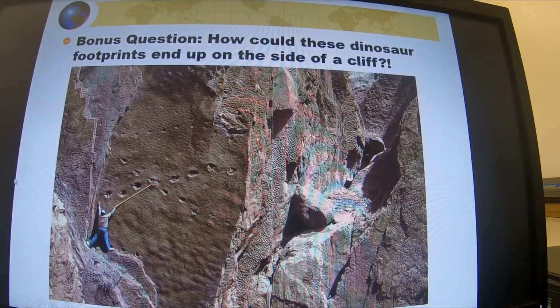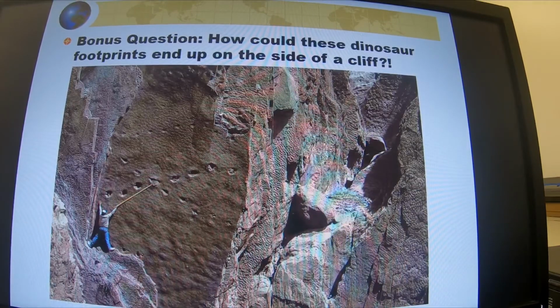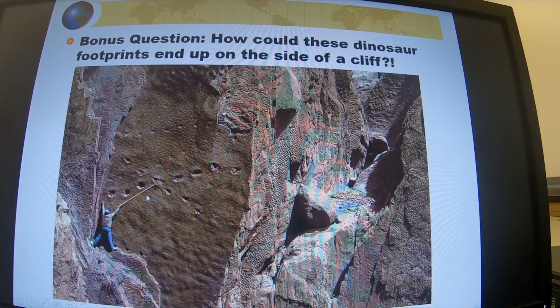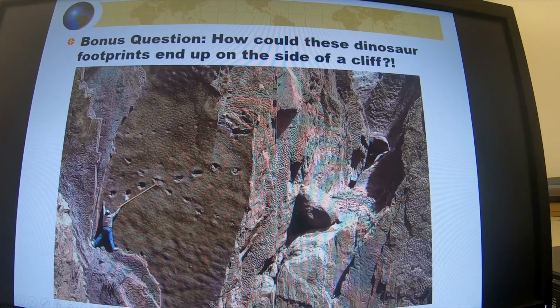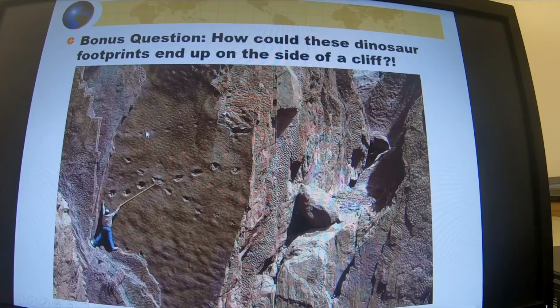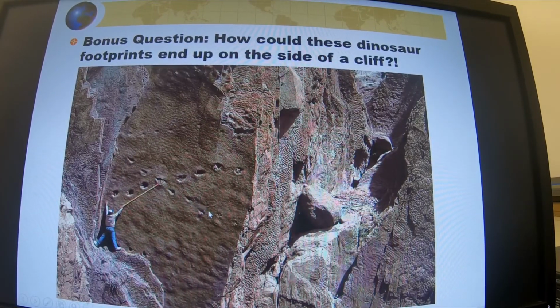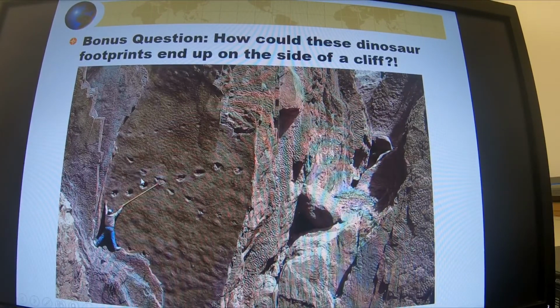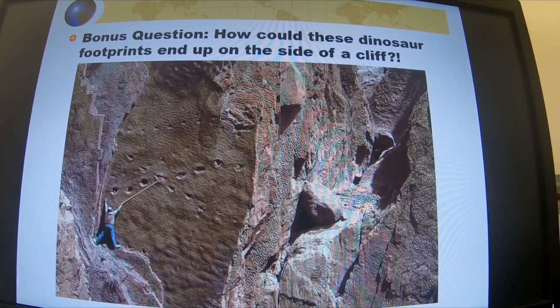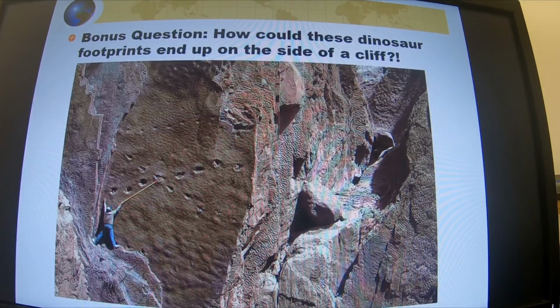Now, as a bonus question, I want you to think about this for a second. This is a side of a cliff. I don't know if you can see, but there's actually a guy right here, and he's got a large ruler sticking out of his hand. Now, this is the side of a cliff, and these are dinosaur footprints that are going on the side of the cliff. Now, dinosaurs don't walk on sides of cliffs. So if your answer is going to be, well, maybe they did, they didn't. But I want you to tell me, how do you think this could have happened? How did dinosaur footprints wind up on the side of a cliff? Think about that. And even though it is bonus, I want you to do it because I am going to count it.